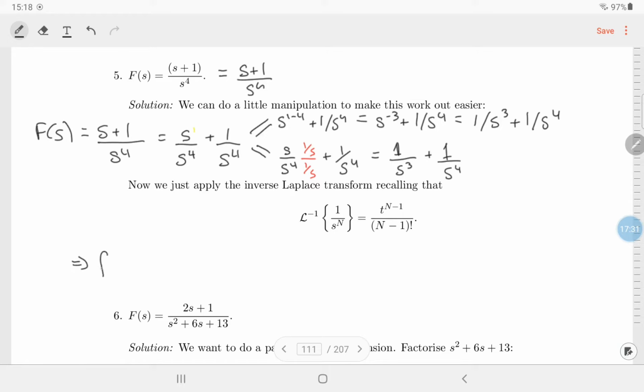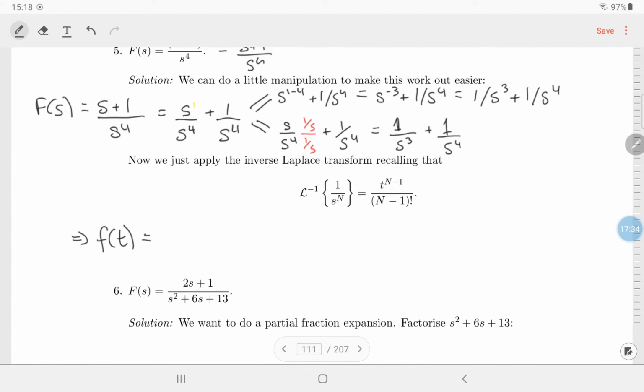So big F of s gets sent back to little f of t. So the 1 over s cubed, using this formula, goes back to t to the power of, not 3, but 3 minus 1, over 3 minus 1 factorial, plus the 1 over s to the 4 gets sent back to t to the power of 4 minus 1, divided by 4 minus 1 factorial, and then we can just tidy up. So 3 minus 1 is 2, 2 factorial is 2, 4 minus 1 is 3, and 3 factorial is 3 by 2 by 1, 3 by 2 is 6, by 1 is still 6. Okay, so that's that one.